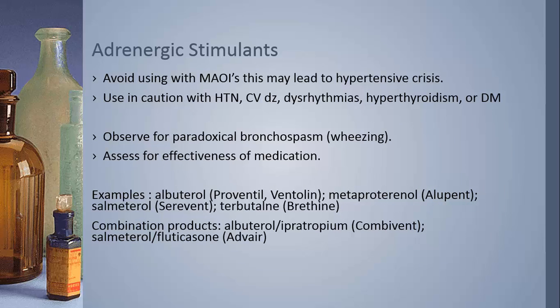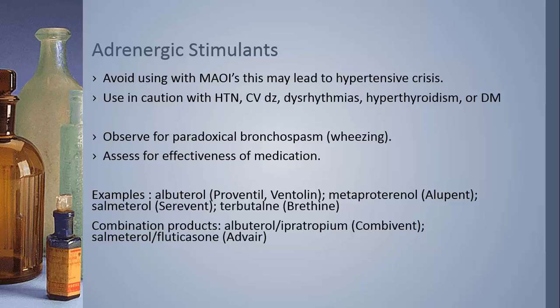Also avoid using MAOIs, because that could lead to a hypertensive crisis. If patients already have hypertension, cardiovascular disease, dysrhythmias, hyperthyroidism, or diabetes, you also want to use caution. A lot of times they'll have to have adjustments of their medications. You want to observe for paradoxical bronchospasms, which is wheezing. You also want to assess for the effectiveness of the medication, and your desired effects are going to be reduced dyspnea and wheezing.